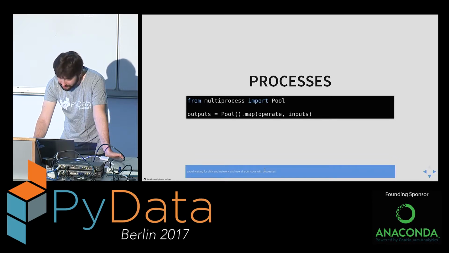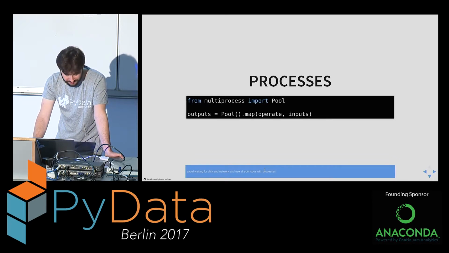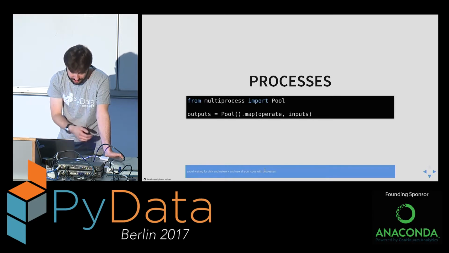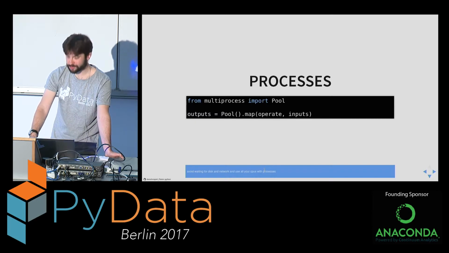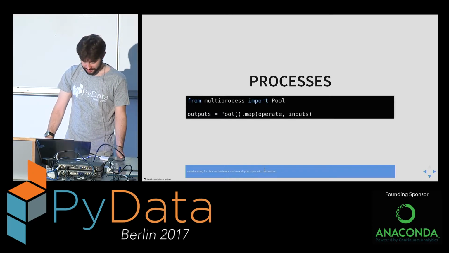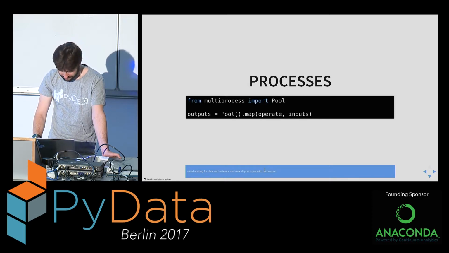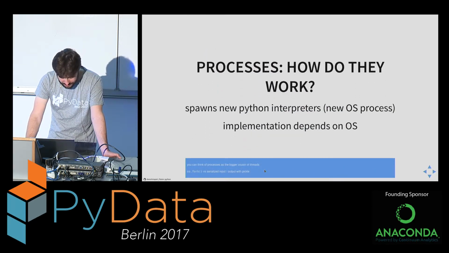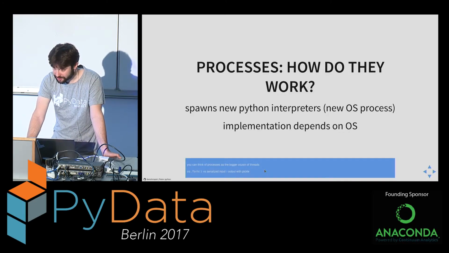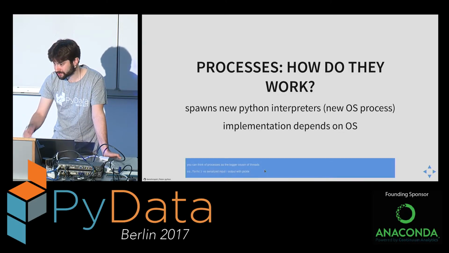Processes are sort of the bigger cousins of threads. So you can use them to avoid waiting on disk and network, and also you can use them to use all the CPUs on your machine rather than just one. How do they work? Well, they spawn a new Python interpreter, which is a new operating system process.